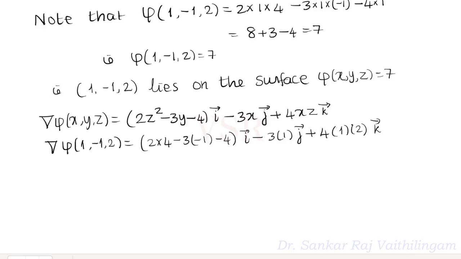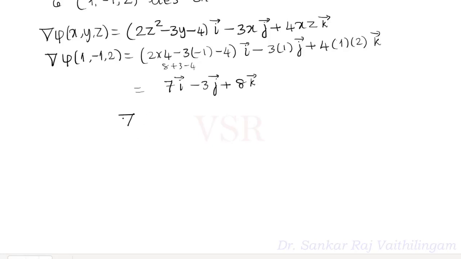அப்போ எடுத்து எழுதும்போது என்ன கிடைக்கும், this is equal to 4 2 8, அப்போ 8 minus plus 3 minus 4, அப்போ 11 minus 4 வந்து 7. Okay, so we'll have this is 7i vector minus 3j vector plus 4 2 8, அப்போ 8k vector. Okay, so what we are having is இதை எடுத்து எழுதிக்கோங்க. So del phi at the point 1 comma minus 1 comma 2 which is equal to 7i vector minus 3j vector plus 8k vector.